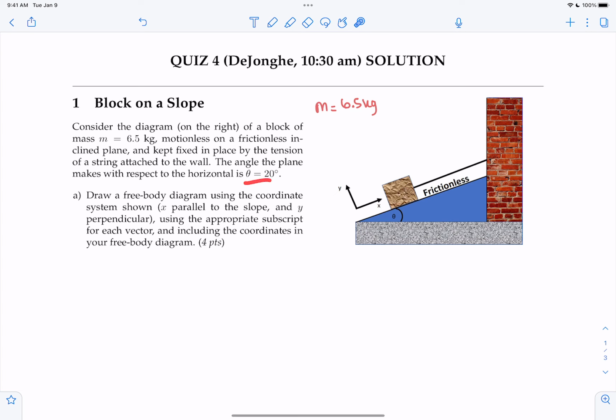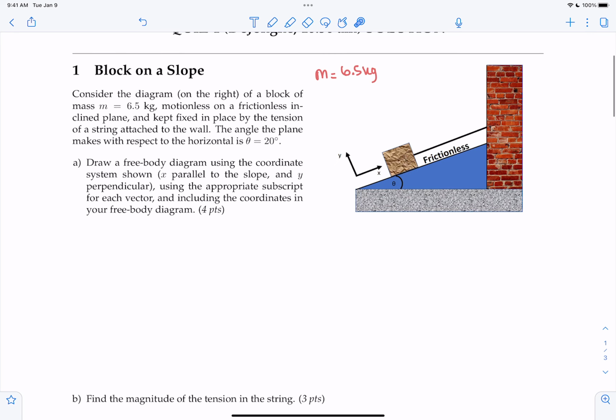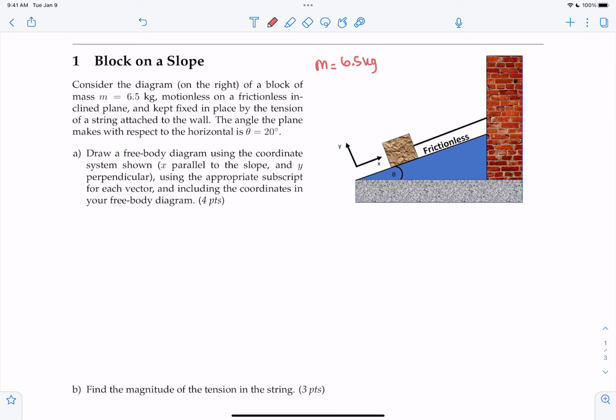And finally, we have this angle here. Theta is equal to 20 degrees. That's the angle of incline with respect to the horizontal, right? So you have the mass. We know that there's no friction. We know that there's no net force in any direction because it's motionless. And we have our angle. With that being said, we can move on to part A now.